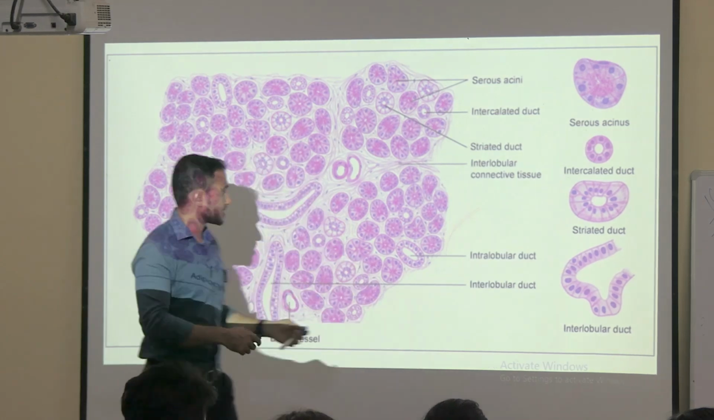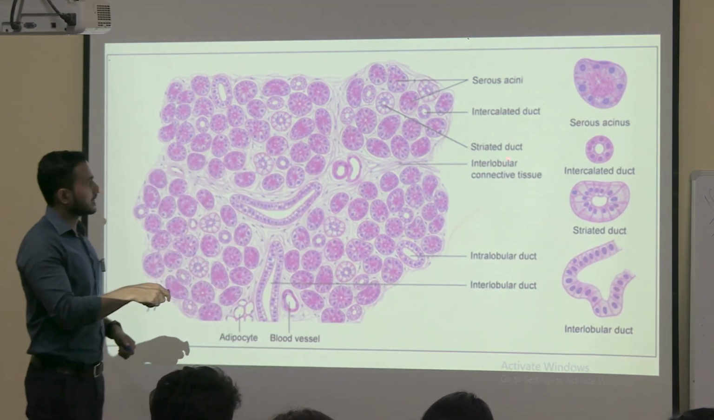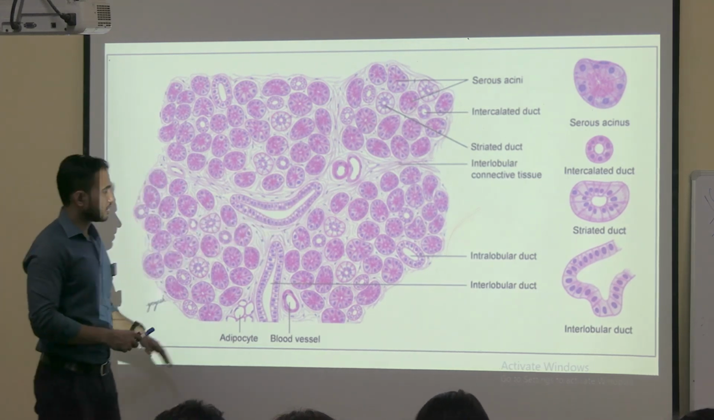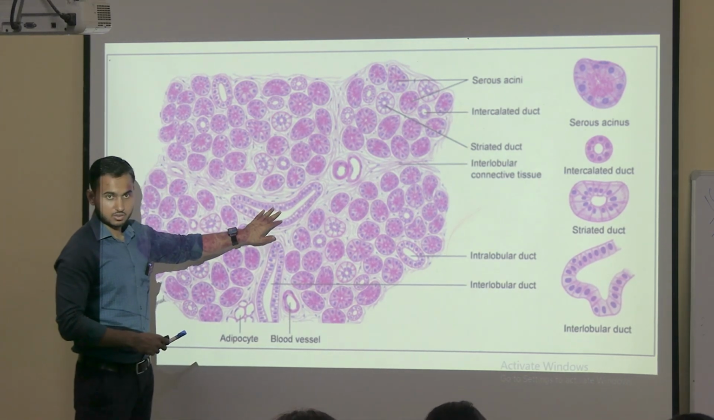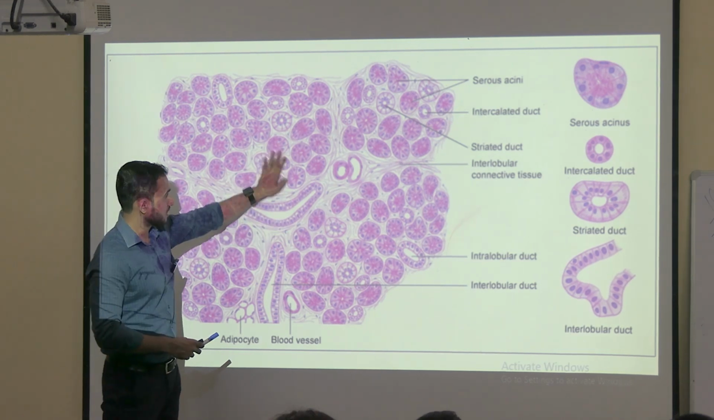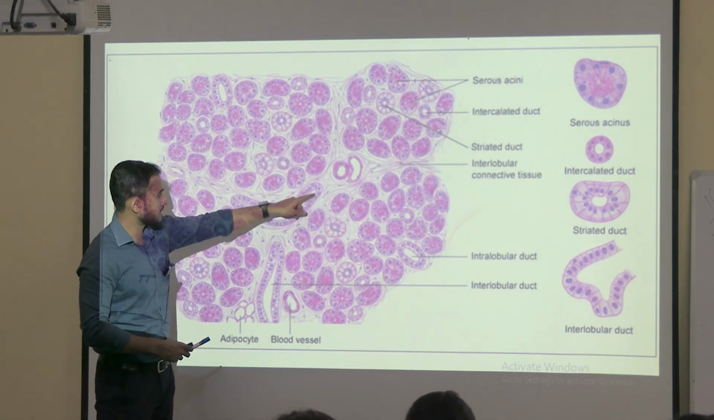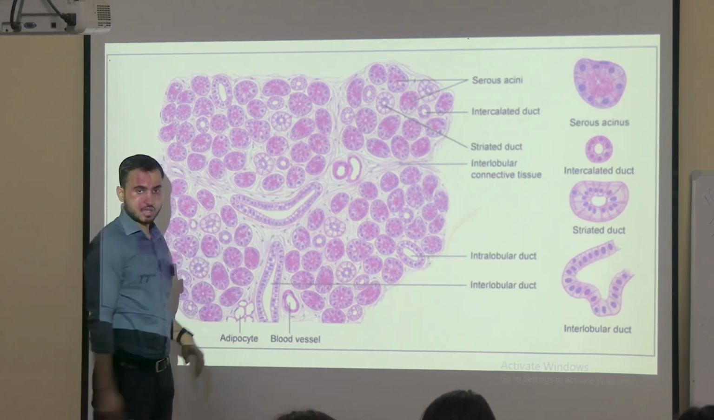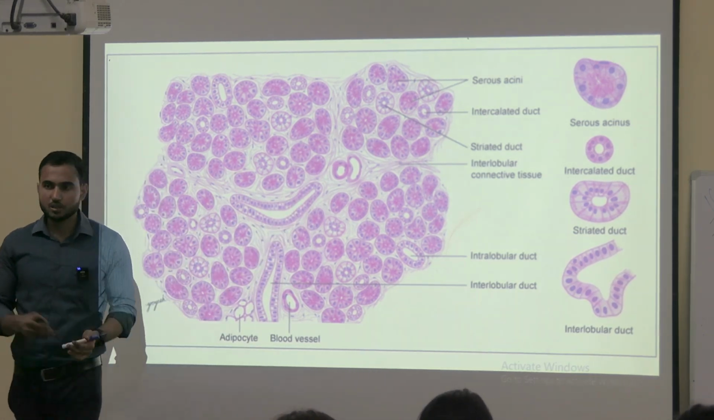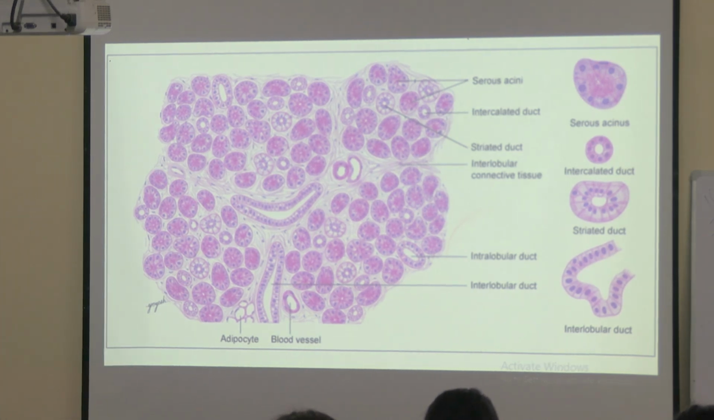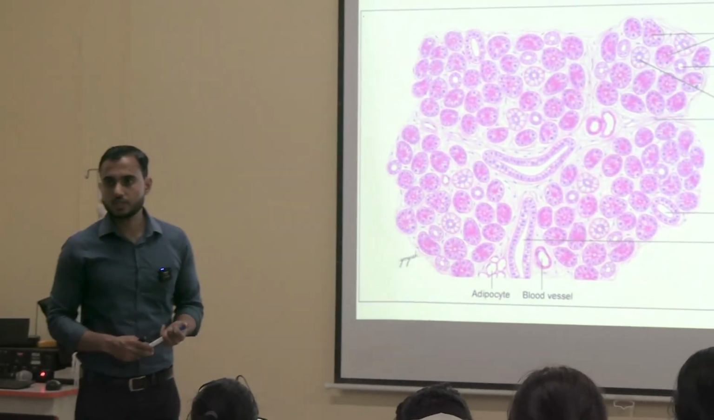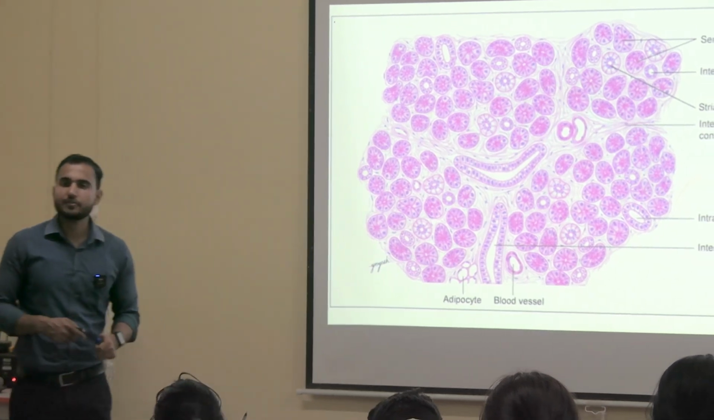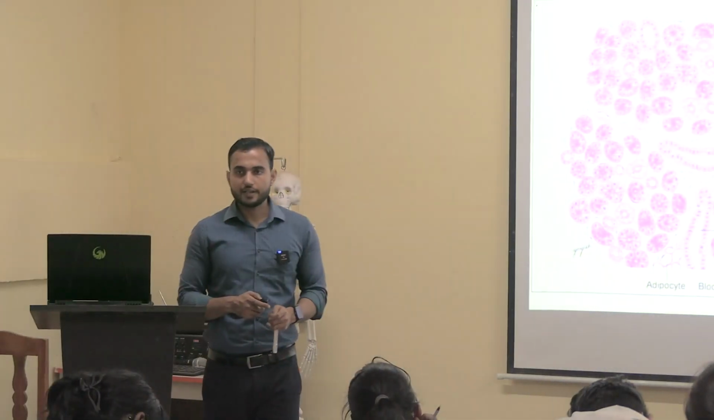Next, I hope you can see the interlobular duct, the large one. So this is one lobule, this is another lobule. In between these two, you can see the interlobular duct is present. Can you see the size? Can you see the diameter? Larger. So that can be identified easily. And it is lined by simple columnar epithelium. So this is the way to identify the parotid gland.